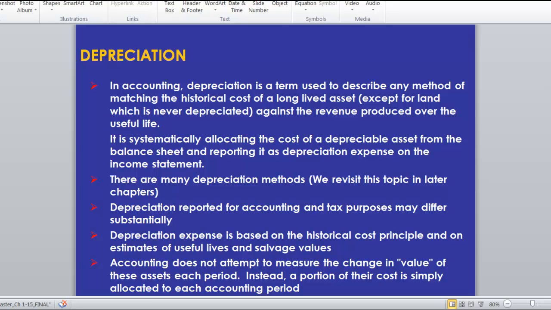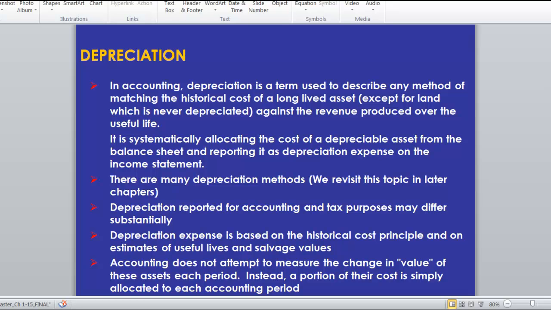Hey guys, the purpose of this video is to give you an introductory lesson on depreciation and depreciation expense. So in accounting, depreciation is a term used to describe any method of matching the historical cost of a long-lived asset. So that's an asset that's something that's permanent or that has a long life.